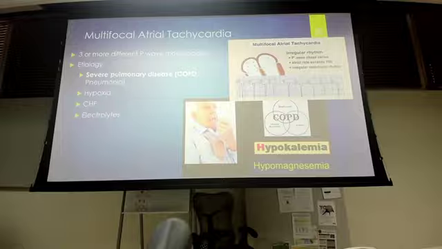The P wave for multifocal atrial tachycardia is going to be visible. You're going to see a P wave, but when you look from this P wave to this P wave to this P wave, you're like, why are all these P waves different? And specifically for multifocal atrial tachycardia, 3 or more different appearing P waves.